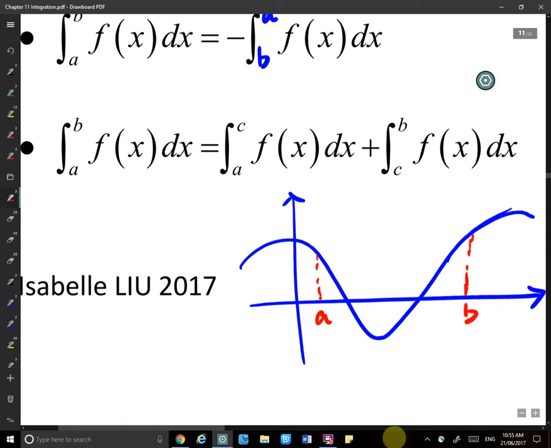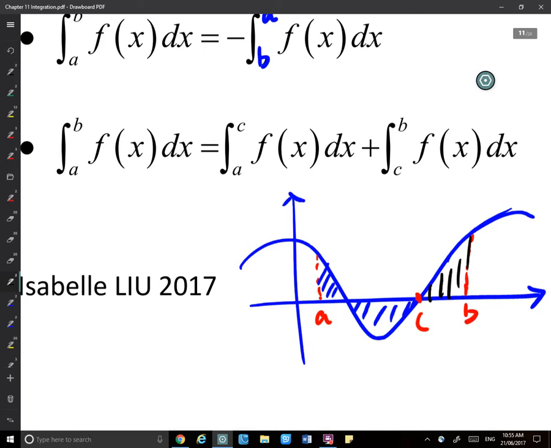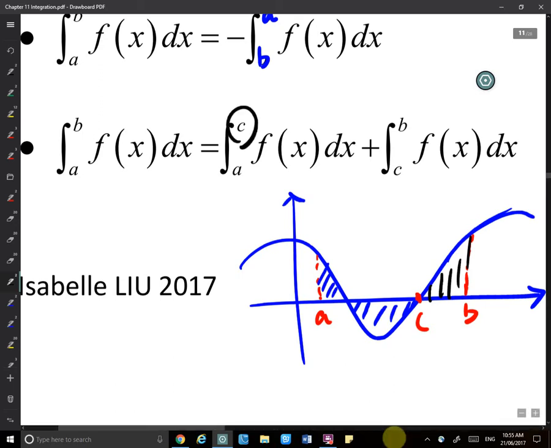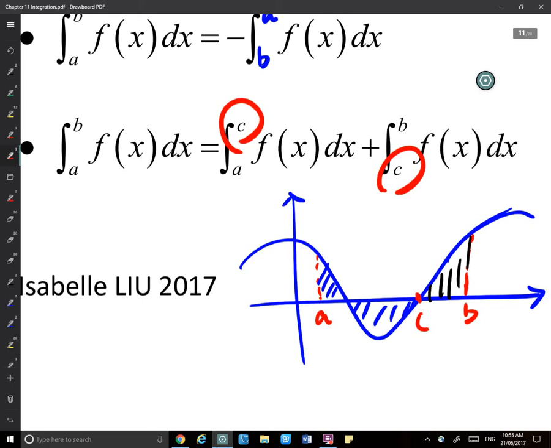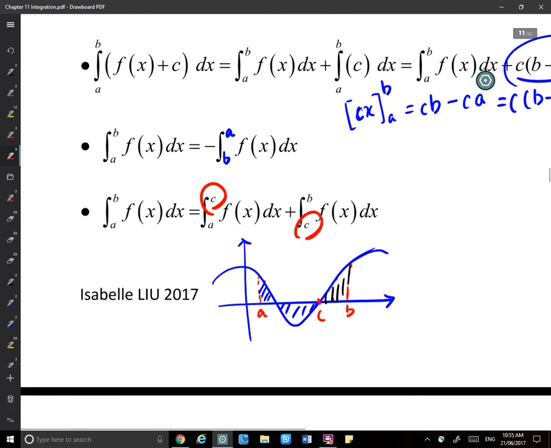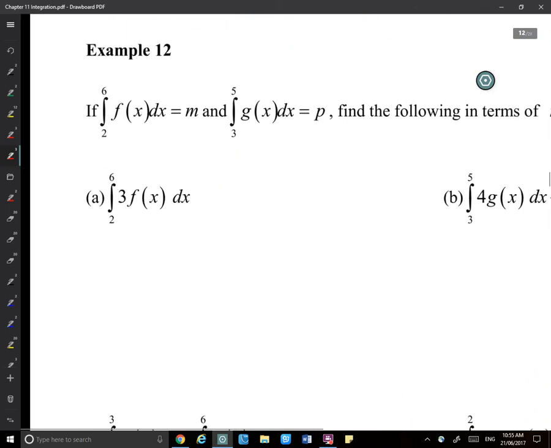Well, I can find a point C in between A and B. And I can say I want to find the area from A to C first, and then I want to find the area from C to B and add them. So A to C first, and then C to B. So this and this are the same. Those two values can combine together, and that whole thing can become the integral of A to B f(x). Okay, so those are the basic properties we need to use.